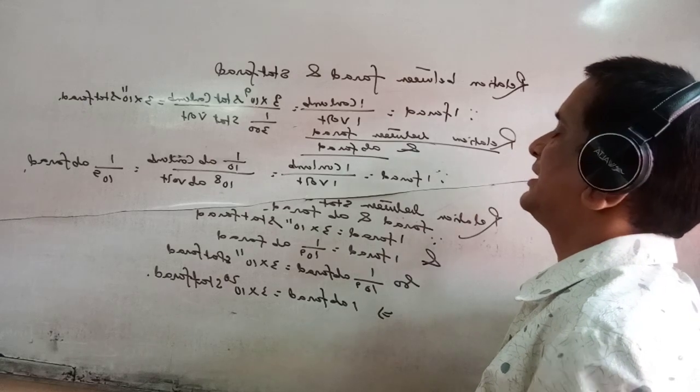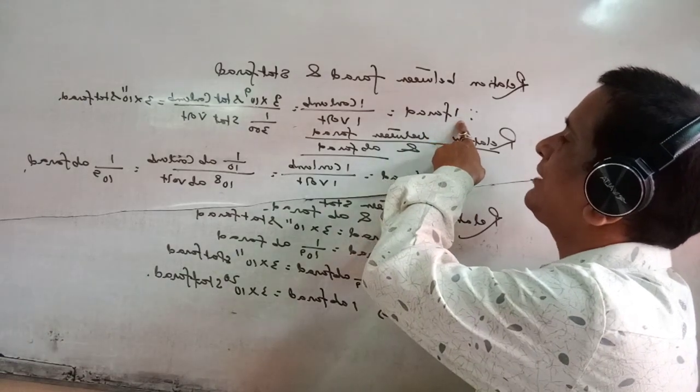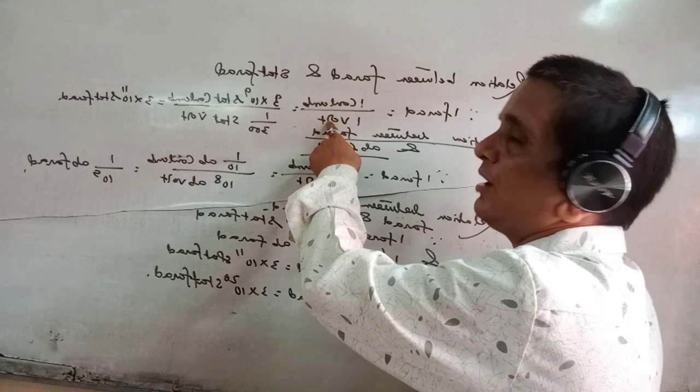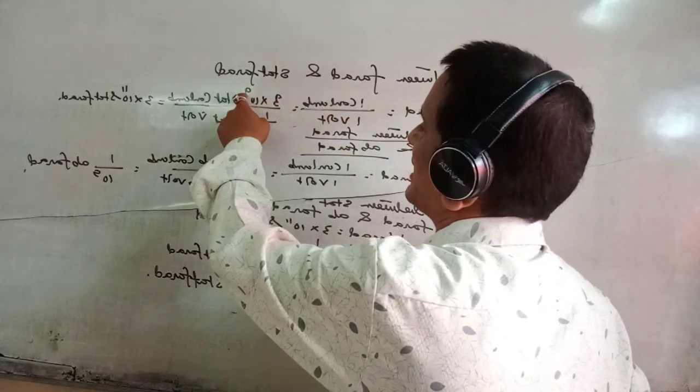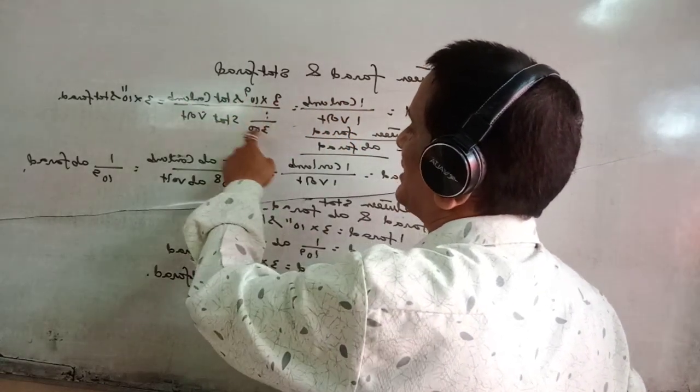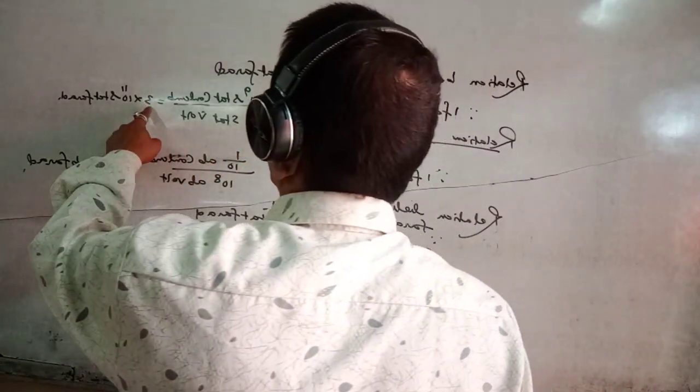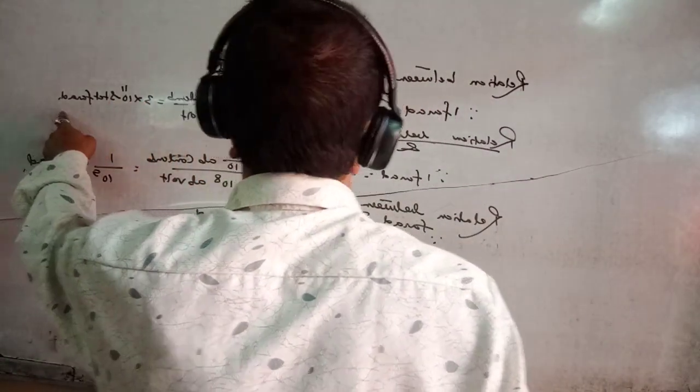Is it clear? Here I am repeating. 1 farad equals 1 coulomb by 1 volt. So it will be 3 into 10 to the power 9 stat coulomb divided by 1 by 300 stat volt. And the result is 3 into 10 to the power 11 stat farad.